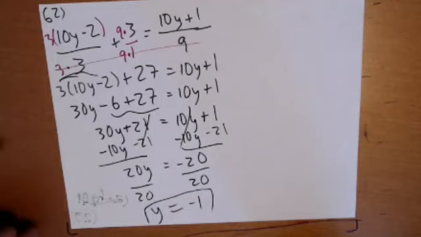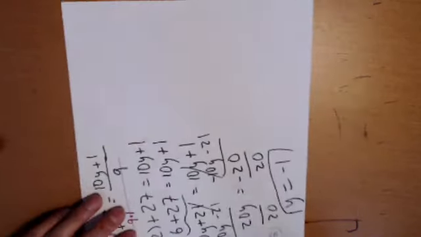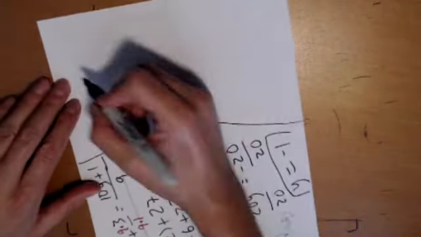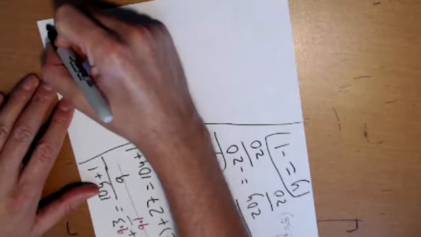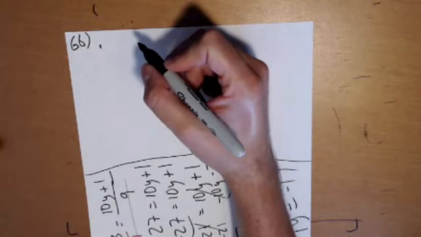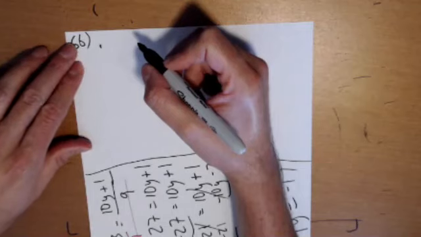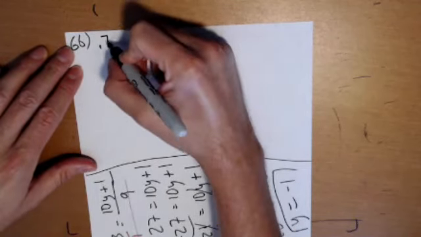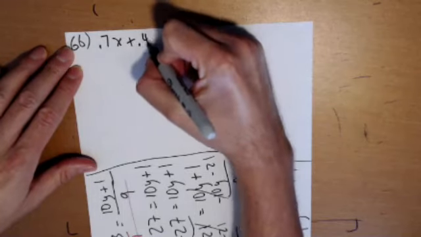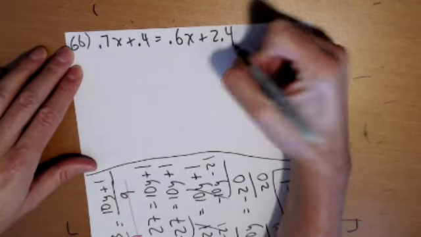Decimally stuff. 66. Maybe I can turn the page sideways? Saving trees. 66. 66, we have point, let me see if I'm being filmed, looks good. 0.7, I'll just say 0.7 because no need, plus 0.4 equals 0.6x plus 2.4.